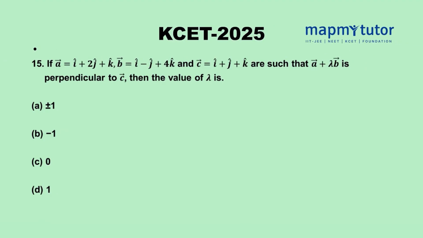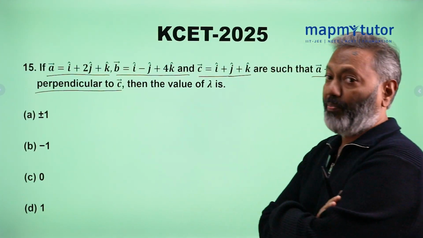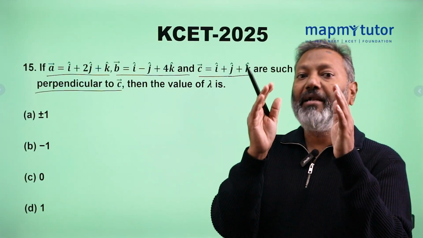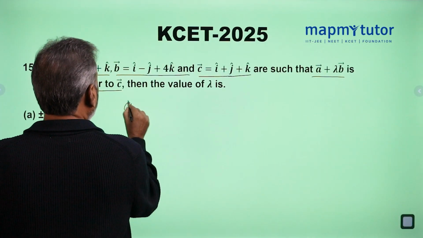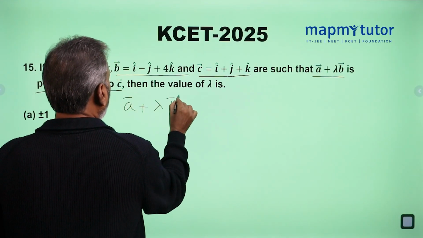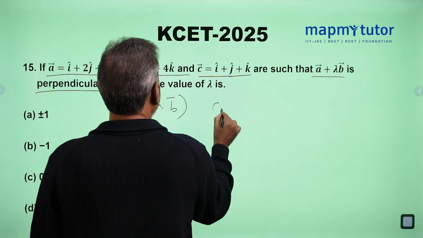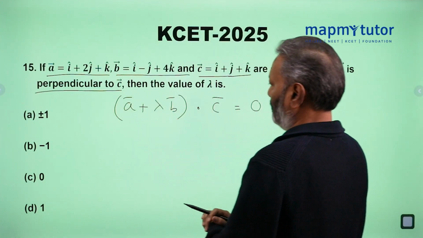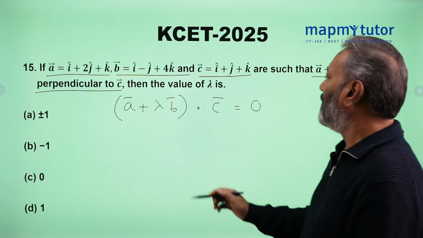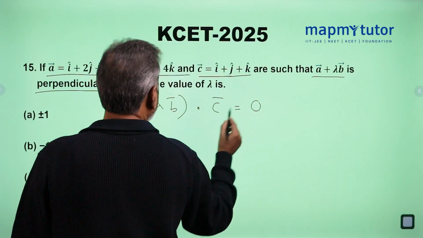Here vectors are given: A bar, B bar and C bar. Three vectors are given such that one condition is there. A bar plus lambda B bar is perpendicular to C bar. Whenever two vectors are perpendicular, what is the condition? Their dot product is 0. That is, here A bar plus lambda B bar is perpendicular to C bar. That means dot product, and your job is to find the unknown. What is the value of that lambda? So (A bar plus lambda B bar) dot C bar equal to 0.